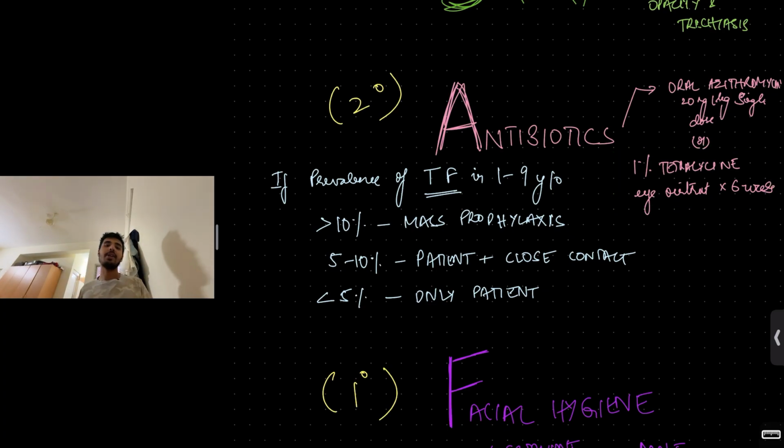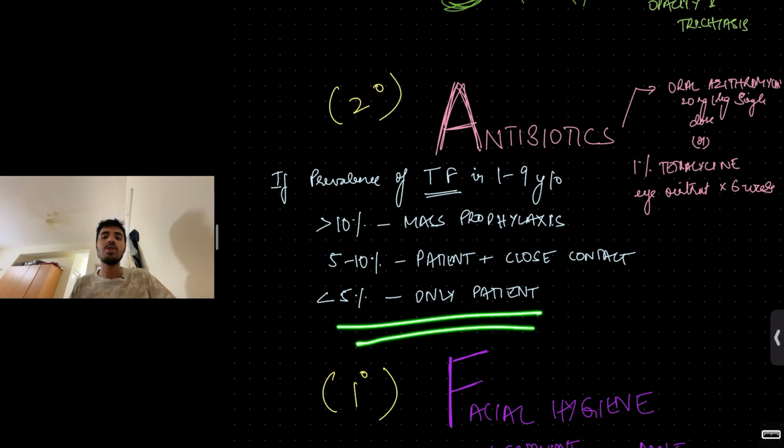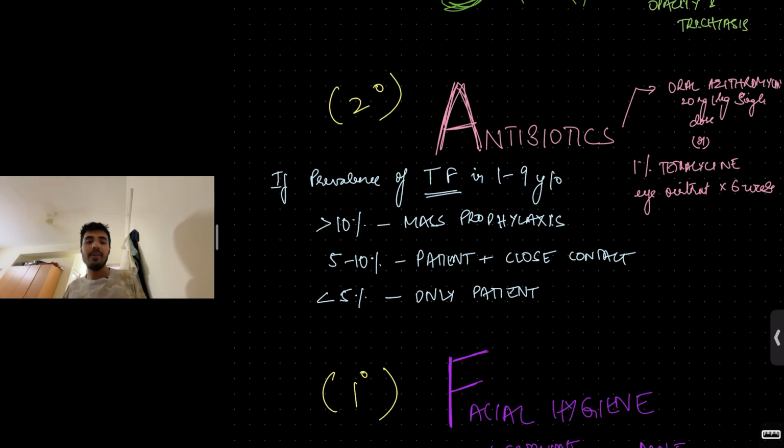Whom will you give the antibiotic to? Secondary prevention. You won't just give it to everyone every time. For that, you have to check the prevalence of trachomatous inflammation follicular in 1 to 9-year-old children. If it is more than 10%, then you will give mass prophylaxis where you treat literally everyone. If it is between 5 to 10%, then you will treat the patient and the close contacts. If it is less than 5%, then you will only treat the patients. So this is how you will give antibiotics based on the prevalence. More than 10%, give it to everyone, mass prophylaxis. 5 to 10%, patient and immediate surroundings. Less than 5%, only for the patient.